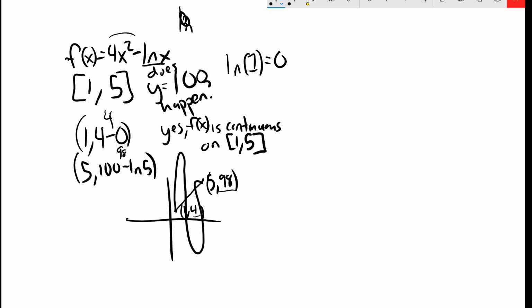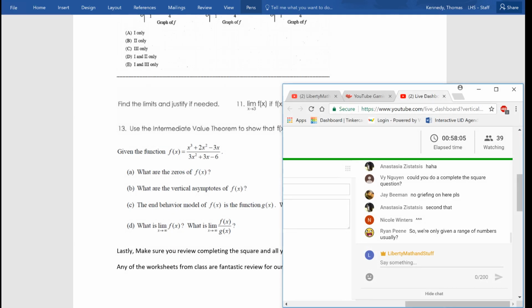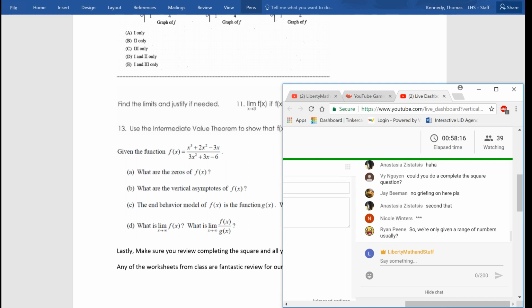Let's see how that was received. So we're only given a range of numbers usually? Yeah. And in free response problems, it's often like that. Oh, do a complete the square? Yeah, that was the other one. Thank you for reminding me, V.